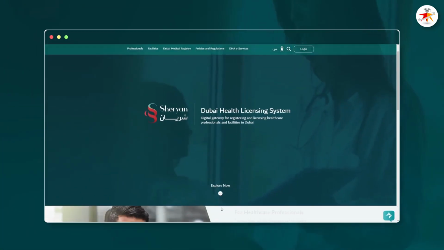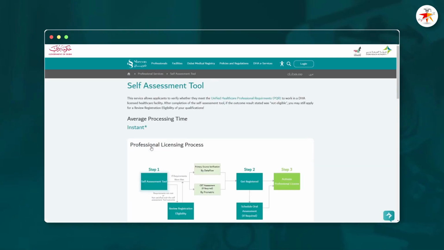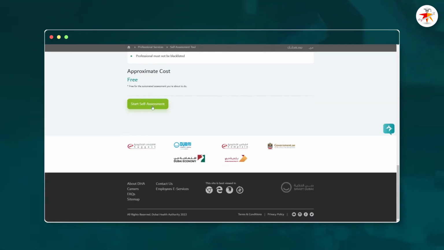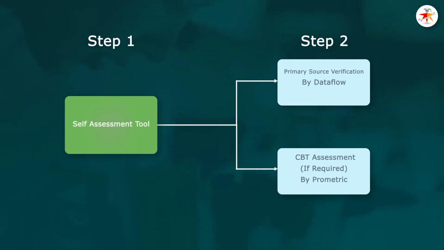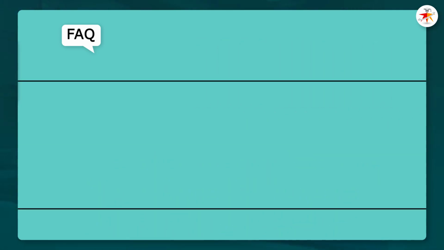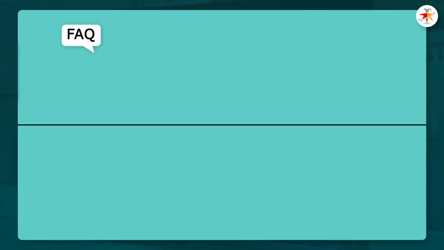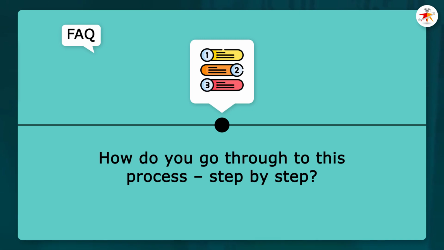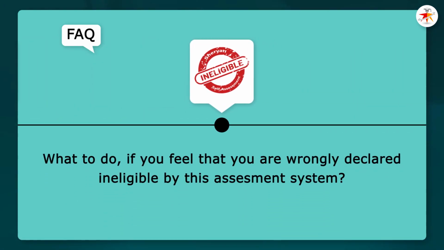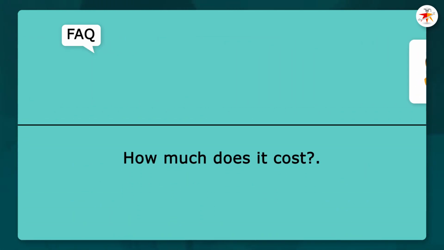In this video, we will be discussing one of the basic registration steps for the DHA exam, which is Sheryan Self Assessment, done initially, even before the data flow verification process. Therefore, in this video, we will cover some frequently asked questions, such as: What is Sheryan Self Assessment for the DHA exam? Who needs to be validated for this assessment? How do you go through this process step by step? What to do if declared ineligible after assessment? How much does it cost?